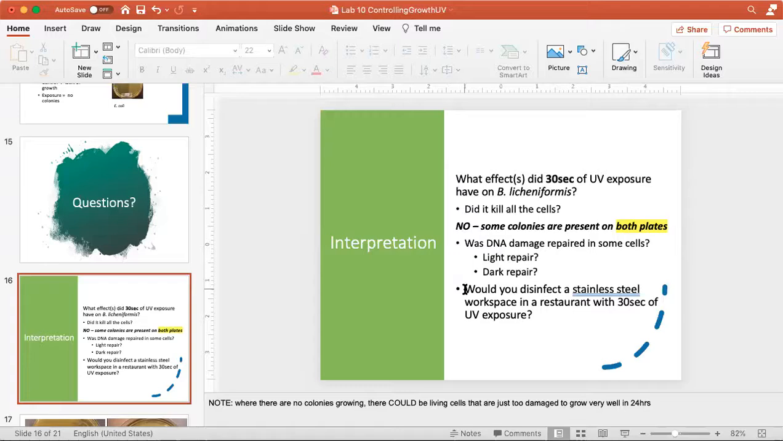Would I recommend disinfecting a stainless steel workplace in a restaurant with 30 seconds of UV exposure? Would I tell that restaurant owner, oh yeah, you just have to turn on a UV light over your workspace, give it about 30 seconds? Would I tell them that?